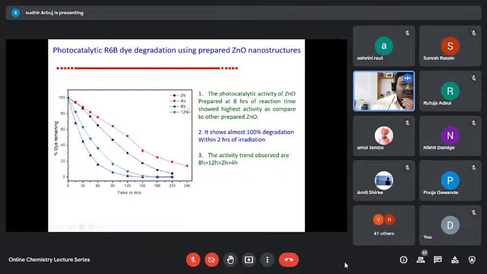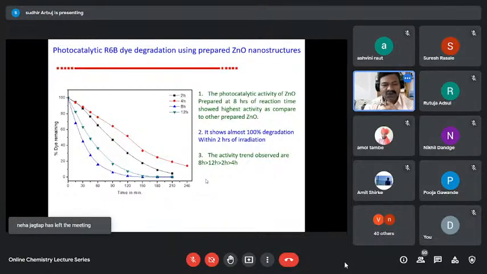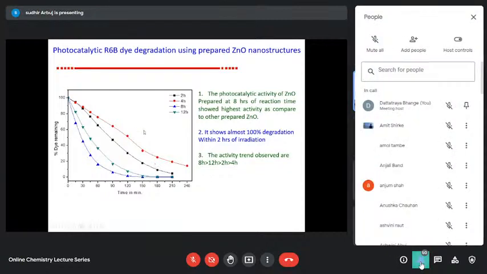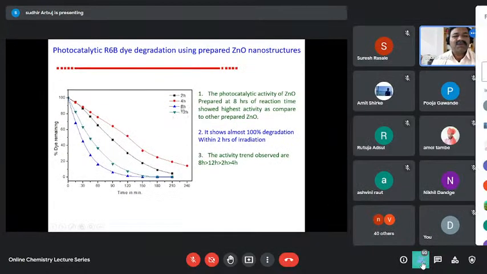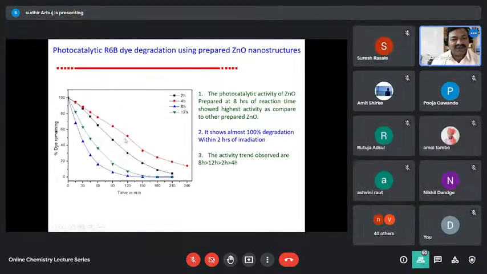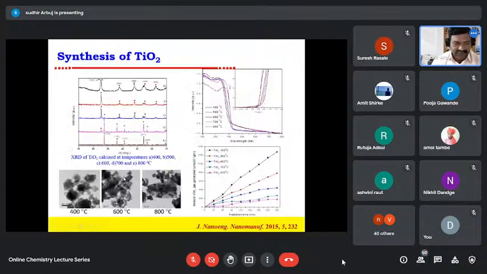So why does the material prepared at 8 hours show the highest photocatalytic activity among these other temperatures? Because for photocatalytic activity, not only the band gap is important, it requires optimum crystallinity, optimum surface area, and optimum band gap. So material prepared at 8 hours is having optimum band gap as well as surface area. That's why it is having higher activity.